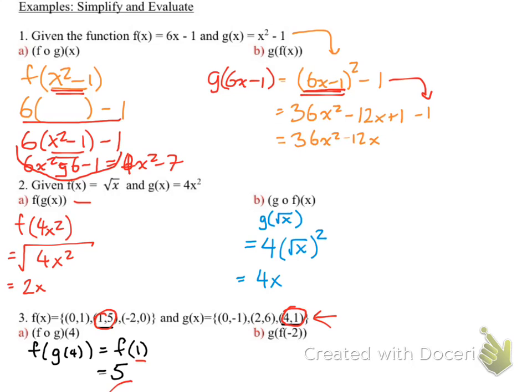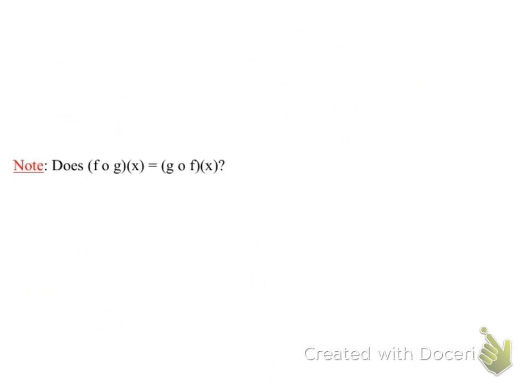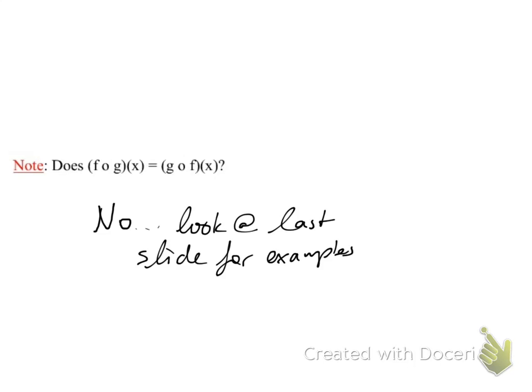The second one, g of f at negative 2. Well, f at negative 2 is 0, so this is like saying g at 0, and g takes 0 and makes it into a negative 1, so that means the answer is negative 1. So f turned negative 2 into 0, and then g took that 0 and turned it into negative 1. So that's what a composition of functions is. So does f of g equal g of f? The answer is no, and you can look at the last slide for examples.